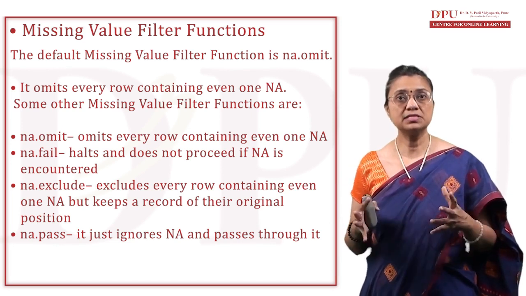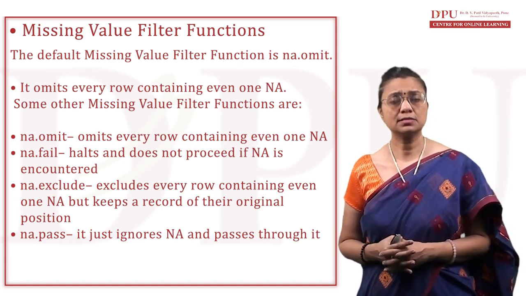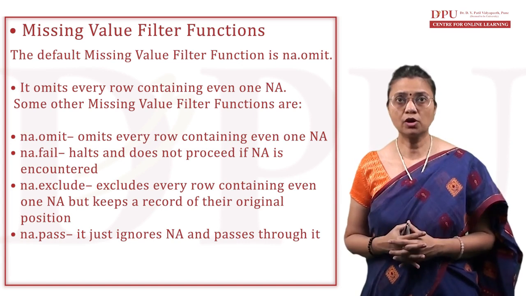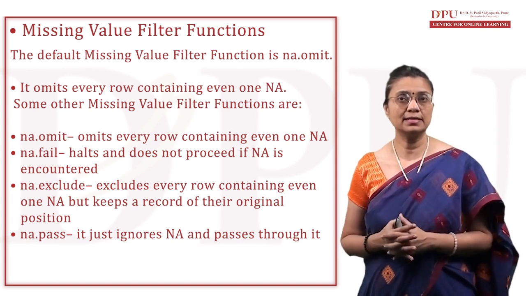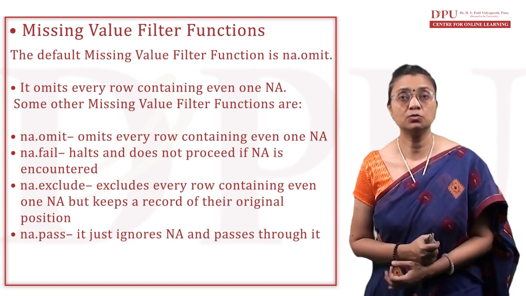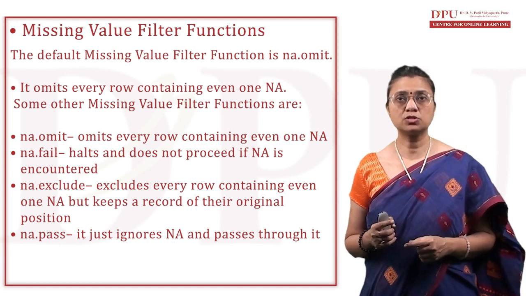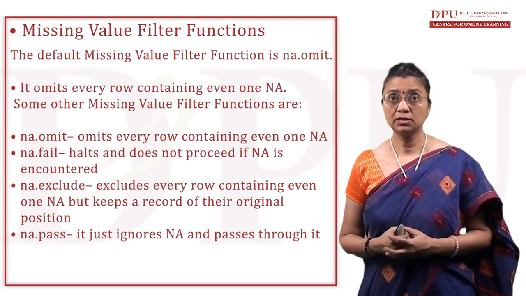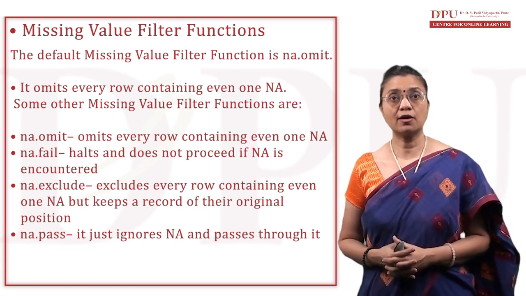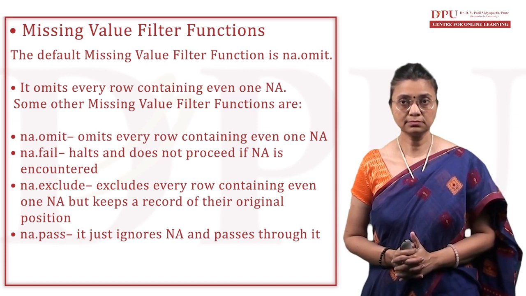So some other missing value filter functions are also there, which will not work like this, which will have some more considerations and try to save your data. Because if one NA is there and the entire form is filled, in that case, what are we doing? We are rejecting a huge amount of data just because one value was not present over there. So students, missing value filter functions are of 4 types, and let's see what these 4 functions are.